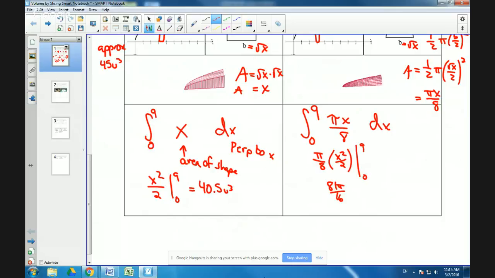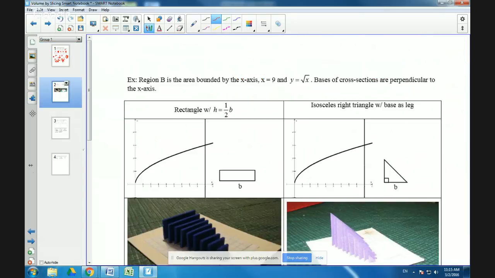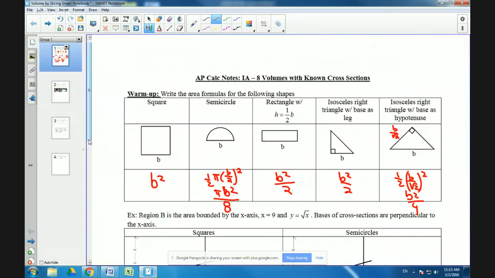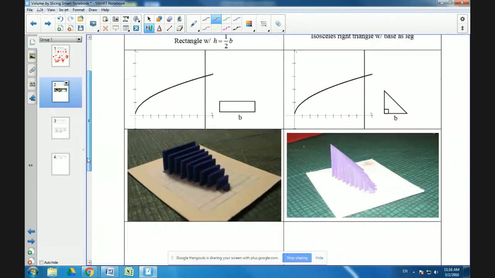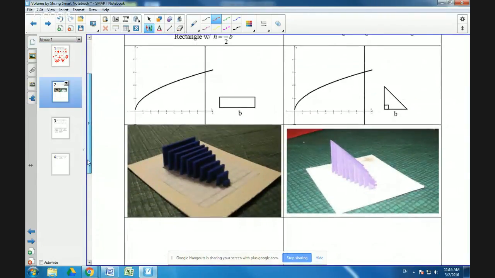Does that help? Well, sure, on the back of that picture. 2 times 8. That means 81 pi over 16. Okay. I think so. Okay, well, you'll get your chance to prove that. I'm gonna have you do these on your own later.